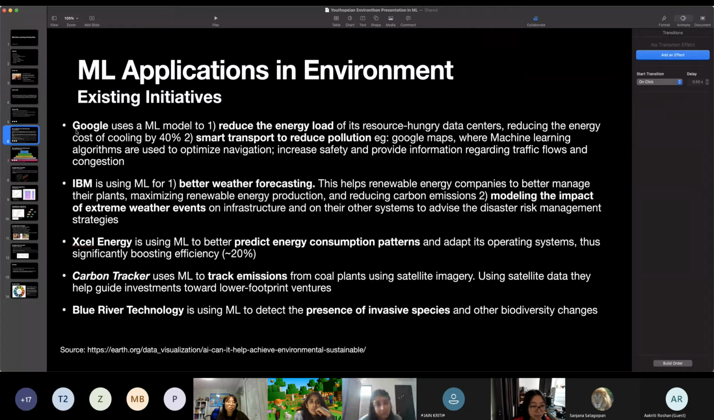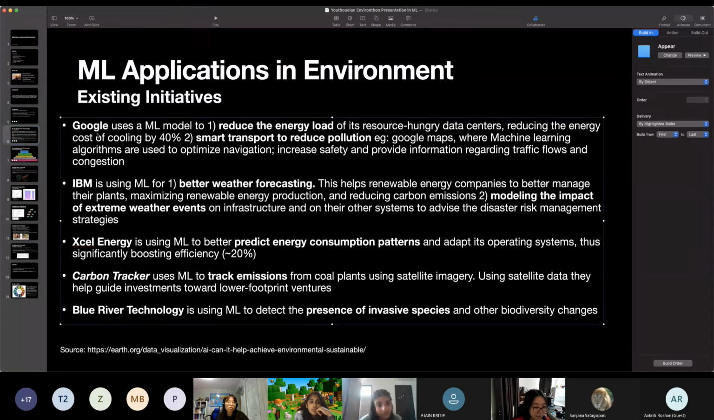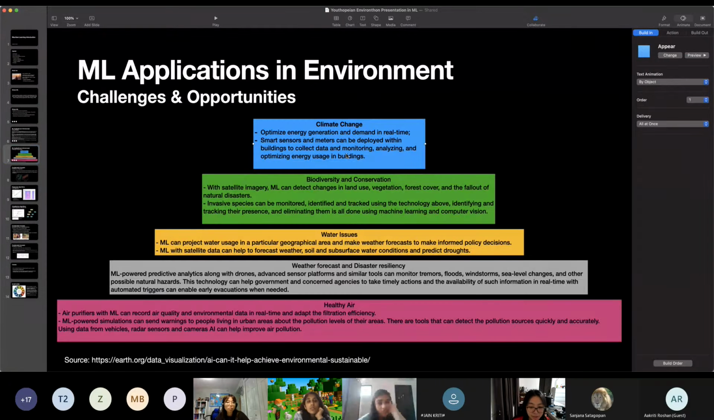And for applications, I went through some companies as examples, and also the challenges and opportunities: climate change, biodiversity and conservation, and also water issues like predicting water usage and forecasting weather, water forecasting and disaster resiliency, and also healthy air. All of these environmental challenges could potentially be mitigated using ML.